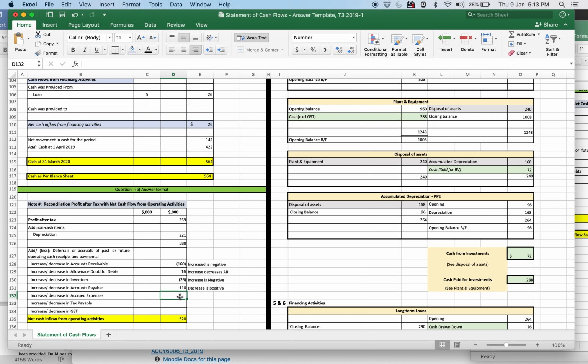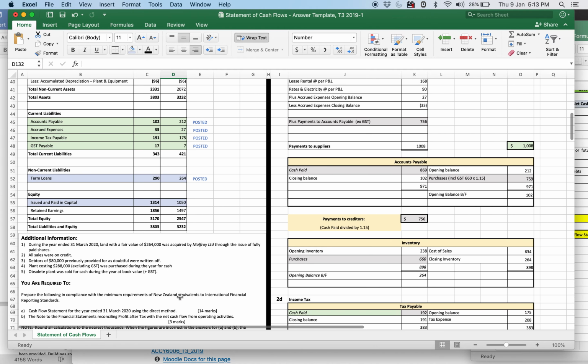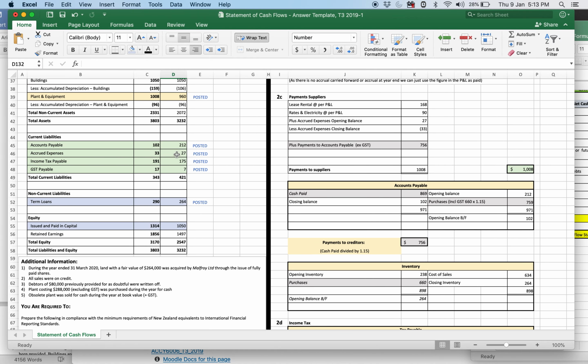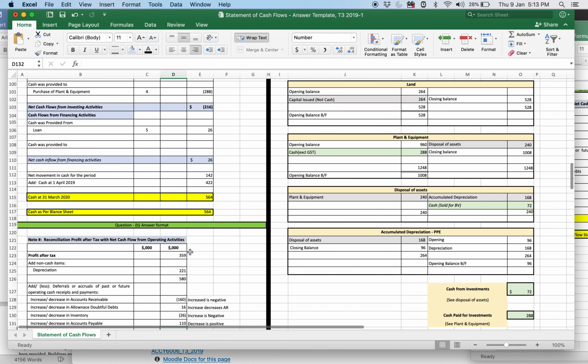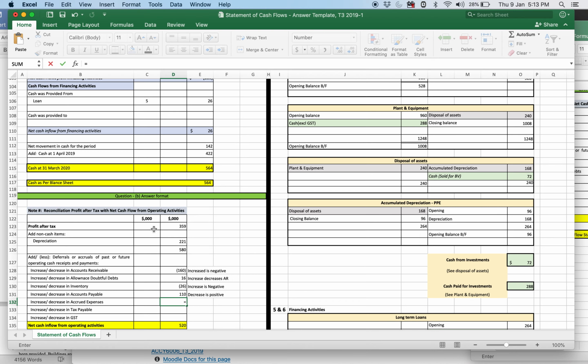What's the change there? Accrued expenses have gone up, which is a positive for us because that's expenses we haven't paid for yet.